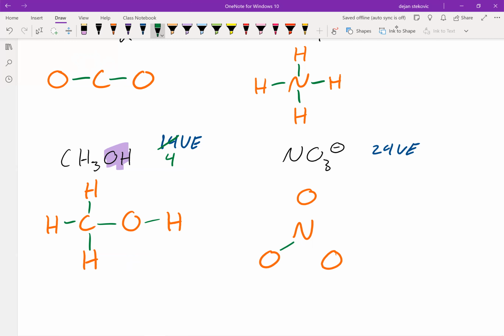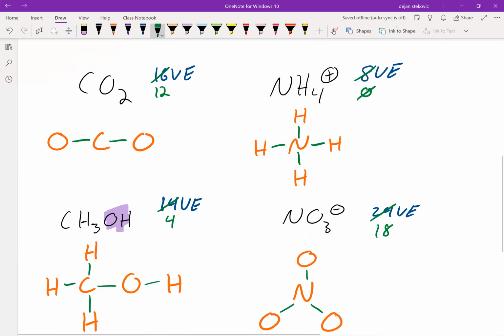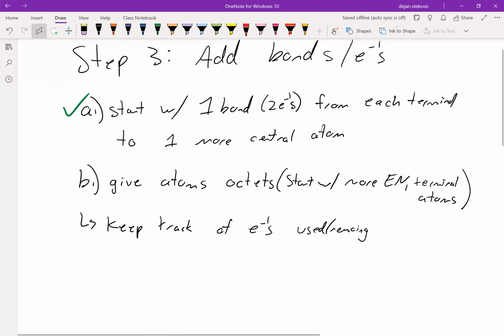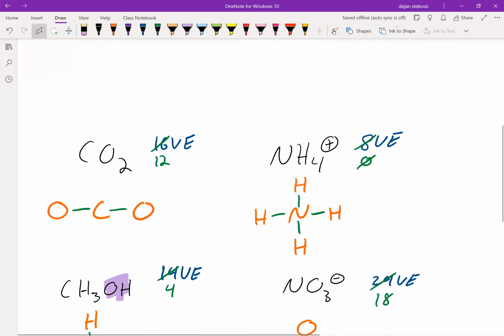And then over here, one bond from each oxygen to the nitrogen in the center. That's 3 bonds or 6 electrons. So we've got 18 remaining, right? So we're done with step A. Now we want to go ahead and move on to step B. We want to give atoms octets by giving them lone pairs, and we want to start with the more electronegative or the more terminal atoms first, while keeping track of everything, right?